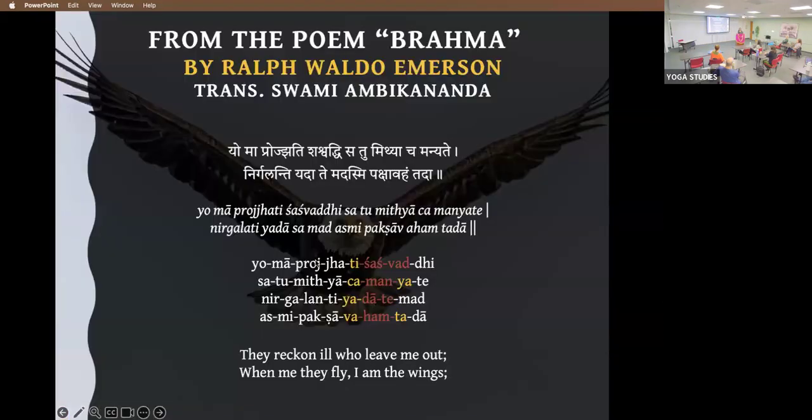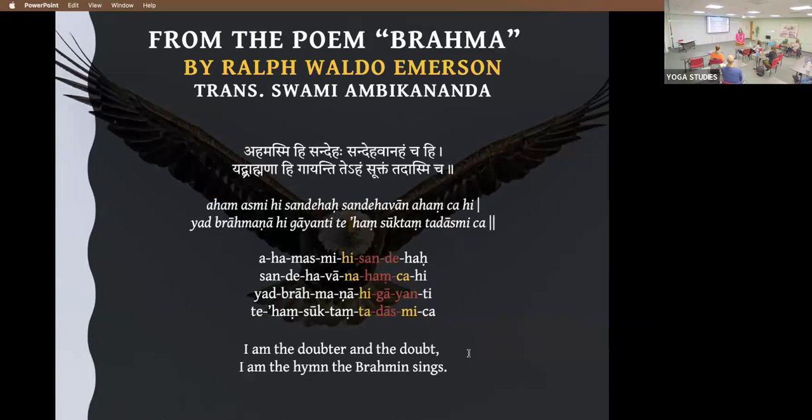All right, one more. I'm reading on behalf of Swami Ambikananda of Kali Mandir, who could not be here. But he translated Ralph Waldo Emerson's poem Brahma into Sanskrit. And interestingly enough, and he unfortunately is not here to explain this choice, but maybe he will tell me later, he's taken one verse and turned it into 2 Sanskrit verses. So they reckon ill who leave me out. When me they fly, I am the wings. I am the doubter and the doubt. I am the hymn the Brahman sings. So great verse to be translated back into Sanskrit.